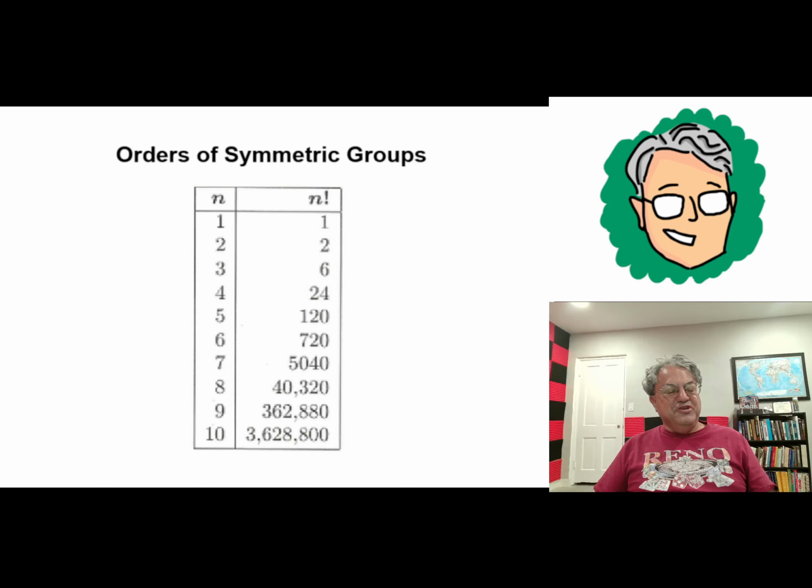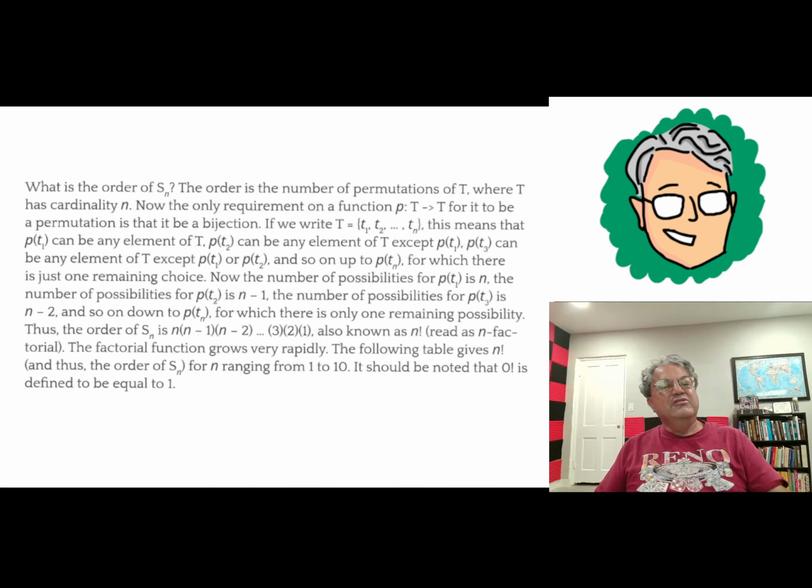So these things grow very, very fast. And how can we see that this is the order? Well, it's pretty simple. What you do is just look at what... Remember that a permutation is just a rearrangement of the elements. So if we're doing a set of order 10, there'd be 10 possibilities for what the number one can get mapped to.